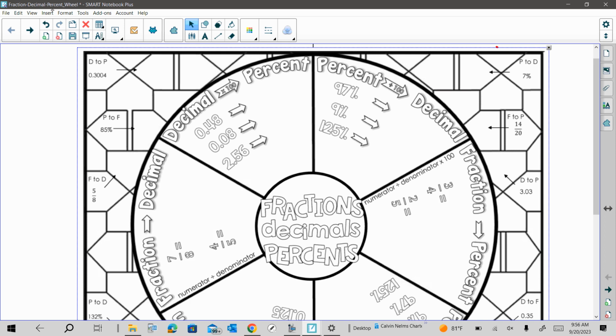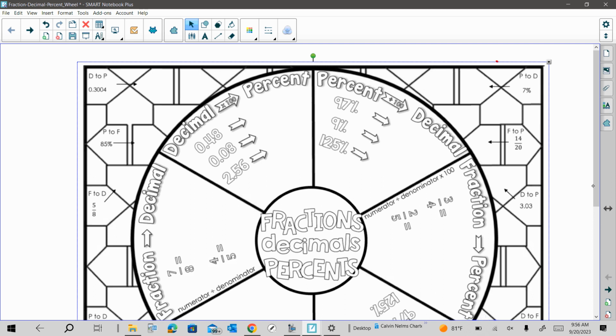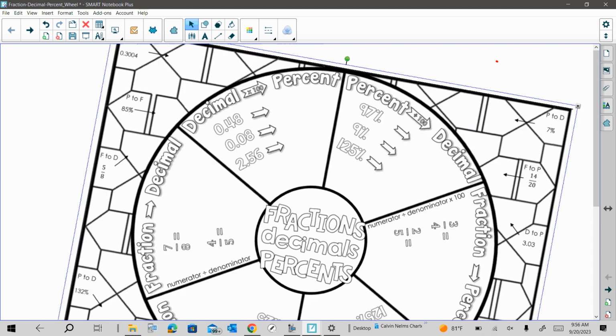But you are designing this. Okay, so, and I'm gonna, it's a wheel, so I'm gonna probably rotate the paper a little bit just to kind of get to what we're doing.